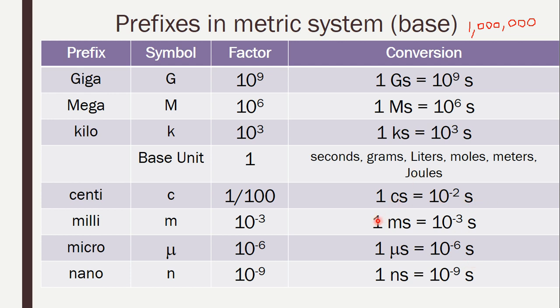So this could also be liters. 1 centiliter is 10 to the minus 2 liters. 1 milliliter is 10 to the minus 3 liters. 1 microliter is 10 to the minus 6 liters. Any of these base units could be here instead of seconds. I just chose to use seconds.